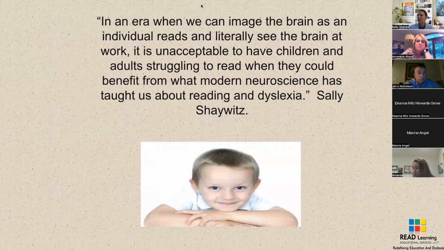And I did want to share a quote that really resonates with me. This is from the Overcoming Dyslexia book with Sally Shaywitz. She says, in an era when we can image the brain as an individual reads and literally see the brain at work, it's unacceptable to have kids and adults struggling to read when they could benefit from what modern neuroscience has taught us about reading and dyslexia.